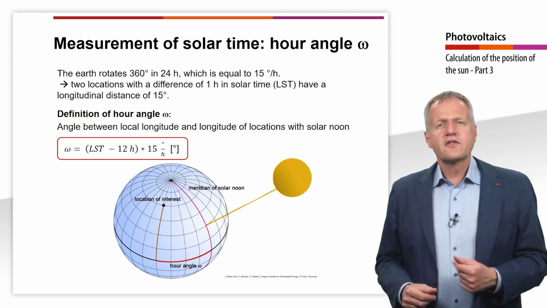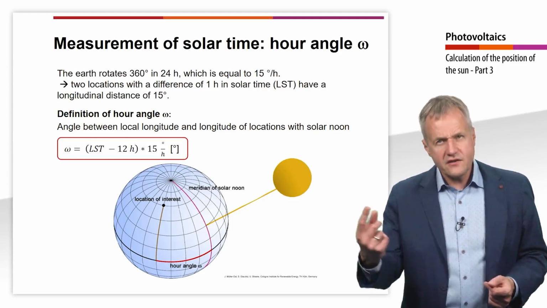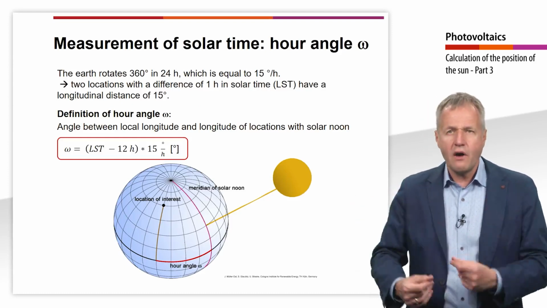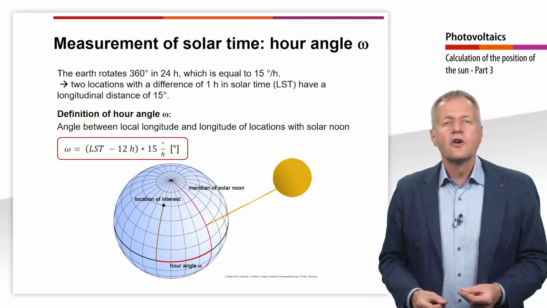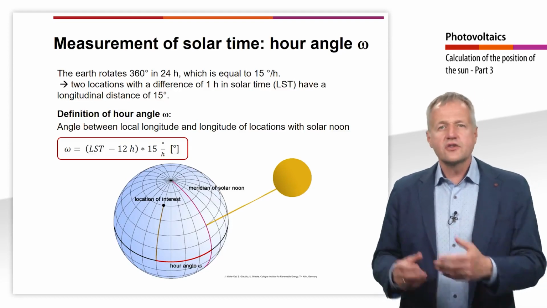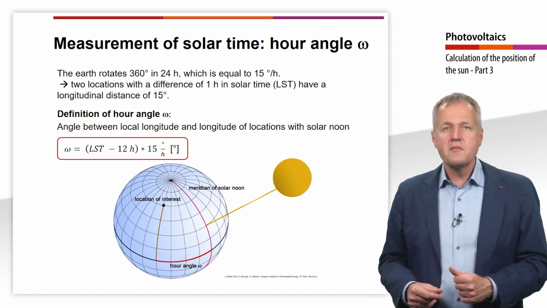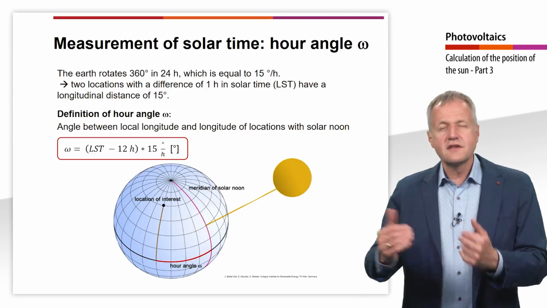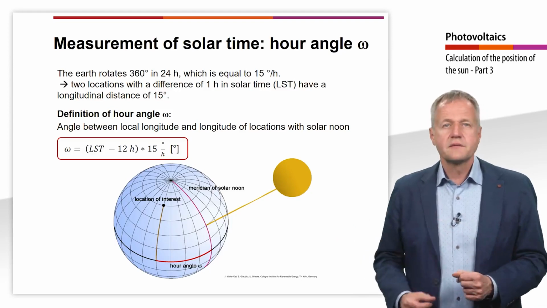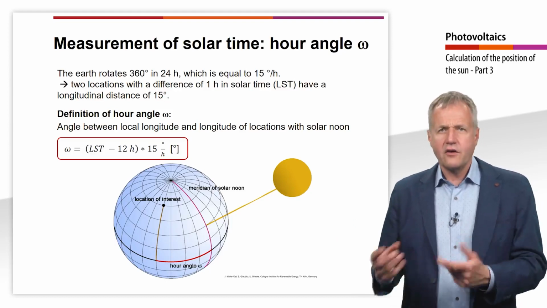The solar time is correlated with the hour angle omega. The Earth rotates 360 degrees in 24 hours, which is equal to 15 degrees per hour. This means that 2 locations with a difference of 1 hour in solar time have a longitudinal distance of 15 degrees. The hour angle omega is defined as follows.